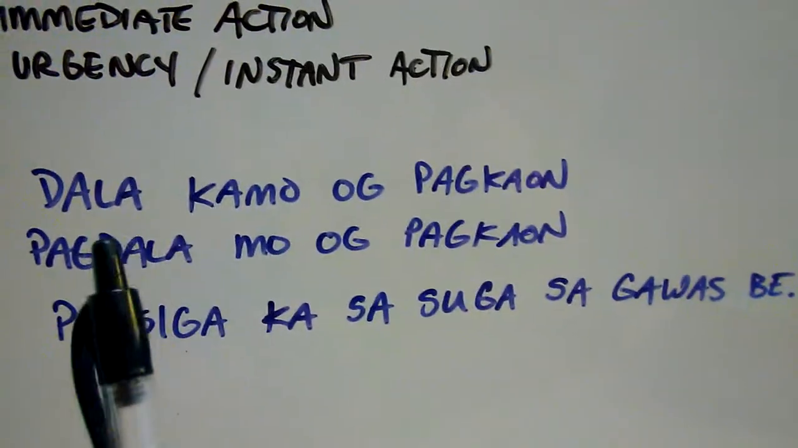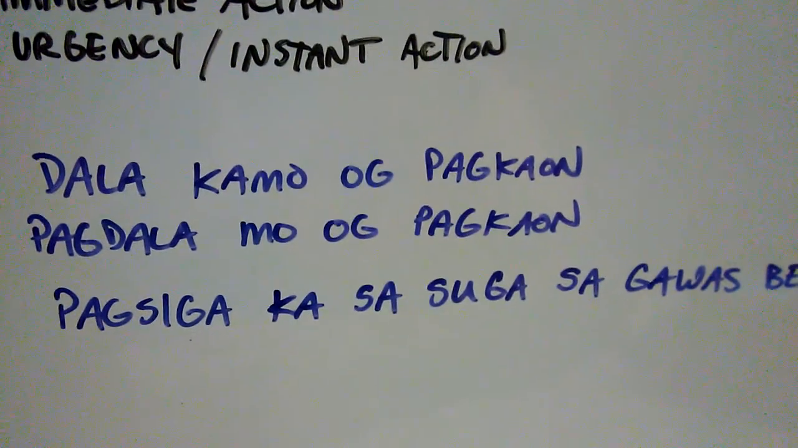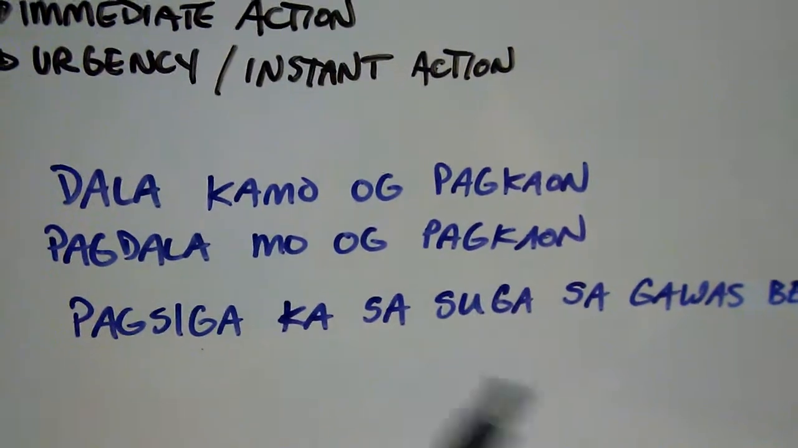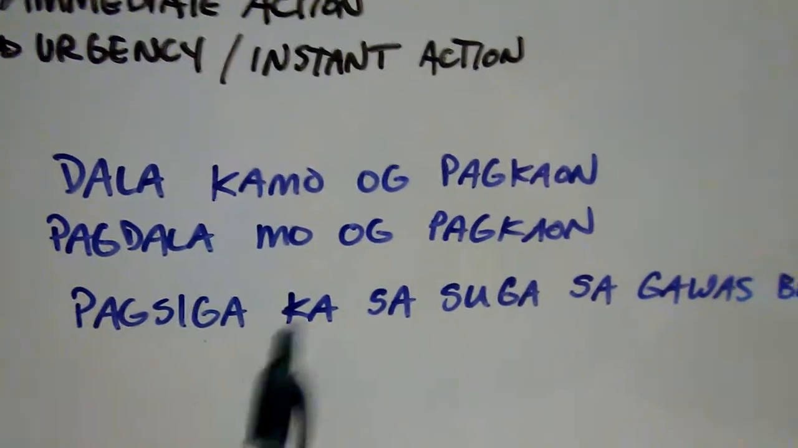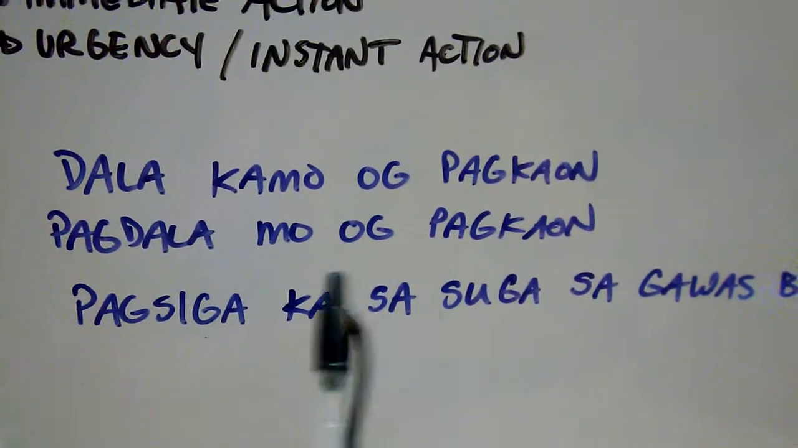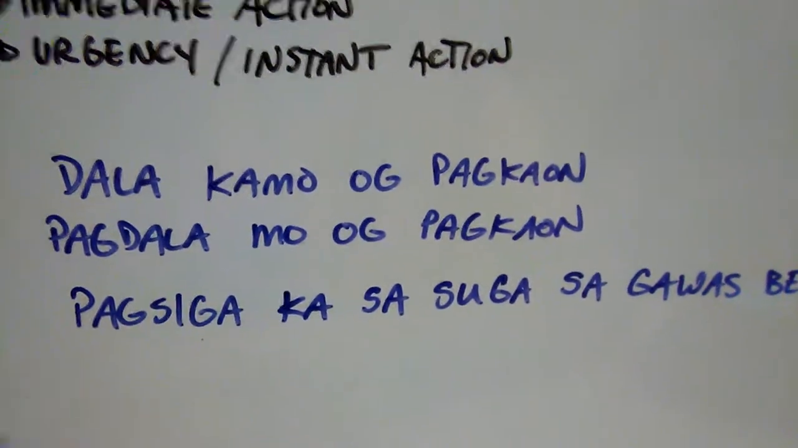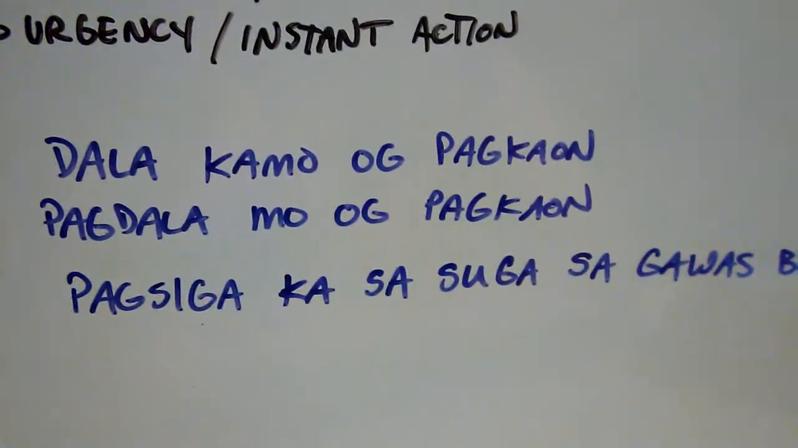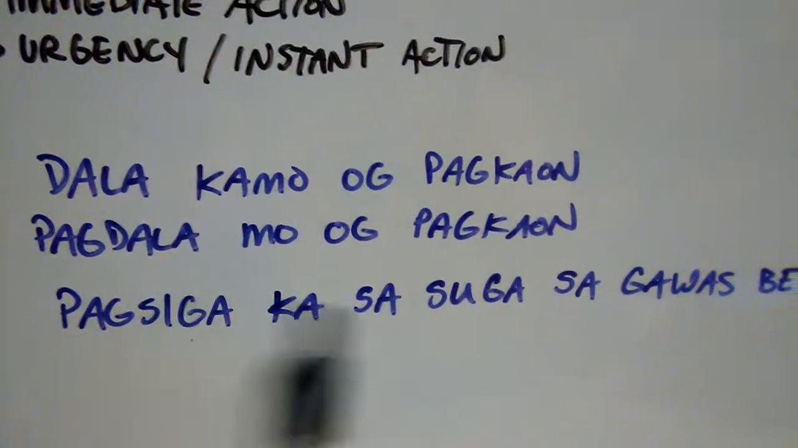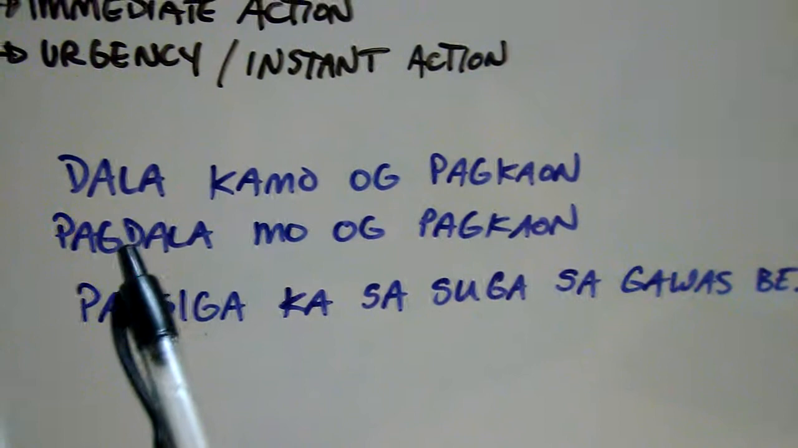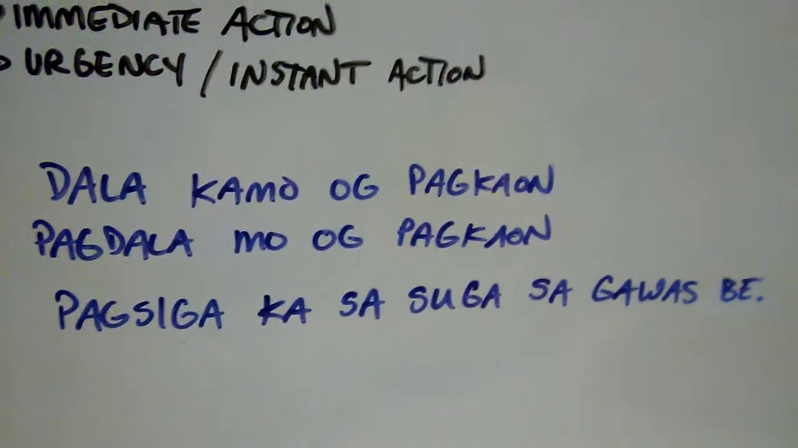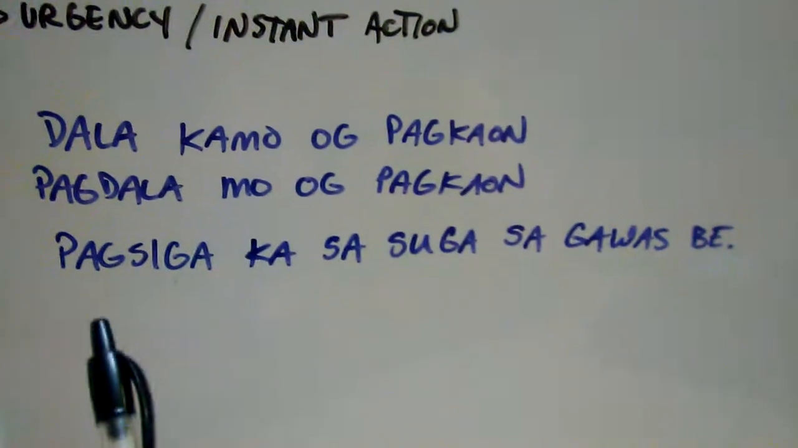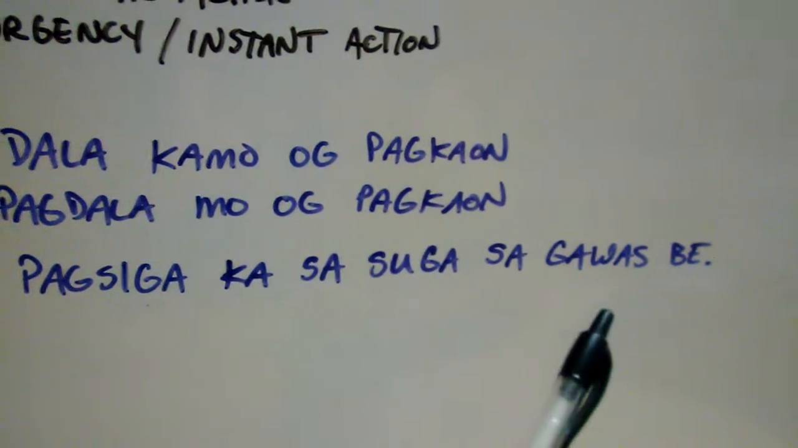So for the first sentence, dala ka mo og pagkaon, right? Y'all bring food, or bring food with y'all, you plural. I'm telling you to bring food. Pagdala mo og pagkaon is the same thing. I'm telling you to bring food. Pagdala mo og pagkaon. So you're commanding you plural to bring food. And again, you can either conjugate it with a pag or leave it as dala with the root word. And our last example is pagsiga ka sa suga sa gawas be, right?